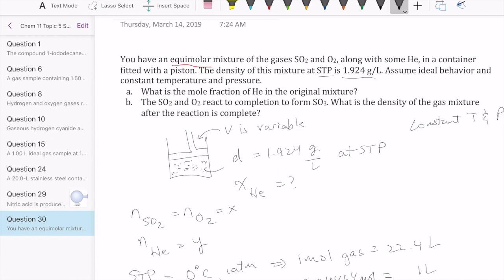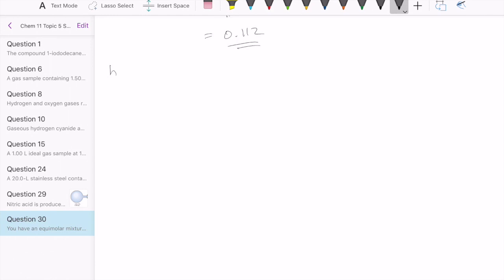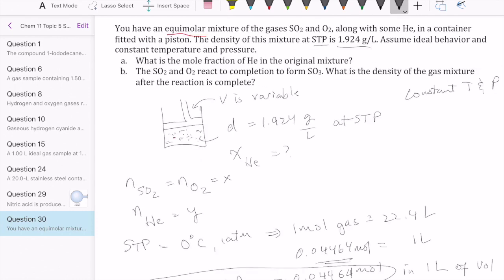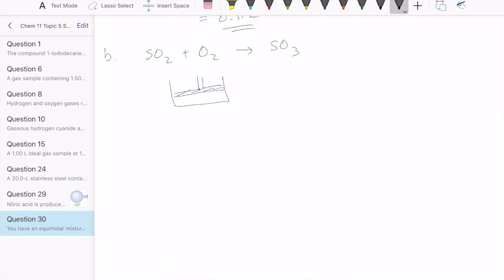Okay, now let's take a look at the second one. Two of those gases that you have in here are going to react with each other, which is the SO2 and O2, to form a new gas, SO3. The question is, what's the density of the gas after the reaction is complete? We have SO2 reacting with O2 to form SO3. The piston can go up or down depending on whether you make more gas or less gas. If this is the initial state, before the reaction, after the reaction there are two possibilities.